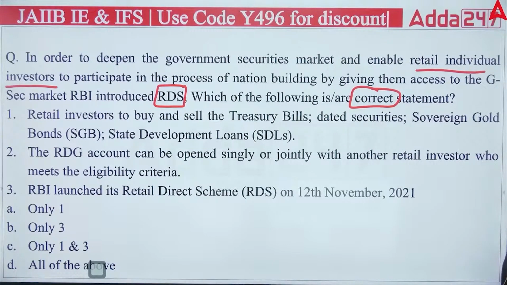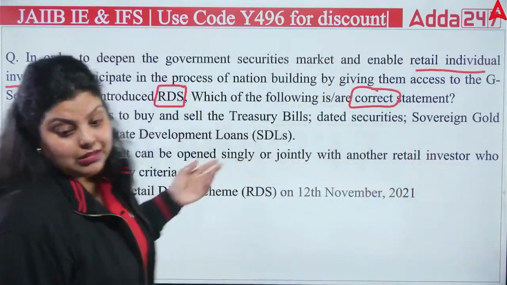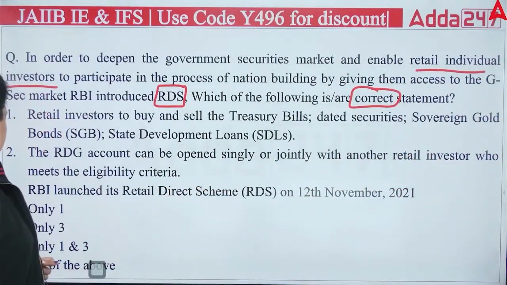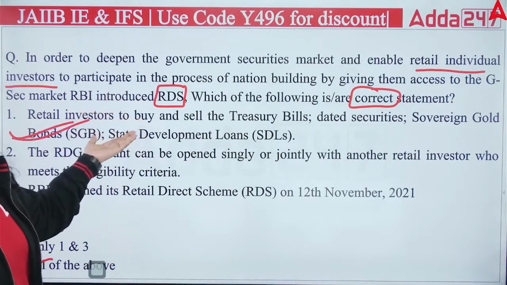A, B, C or D? So let me know which of the following will be correct here, A, B, C or D. Okay, and the right answer will be all the statements are correct about retail direct scheme. You can transact in any government securities here.